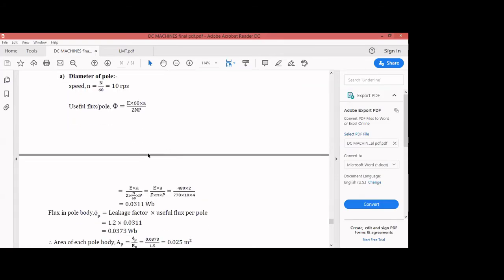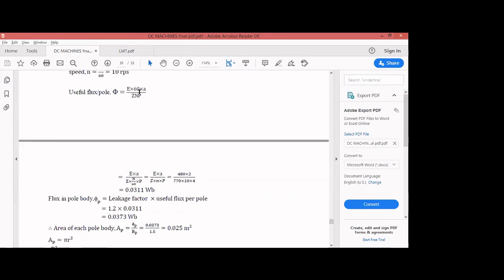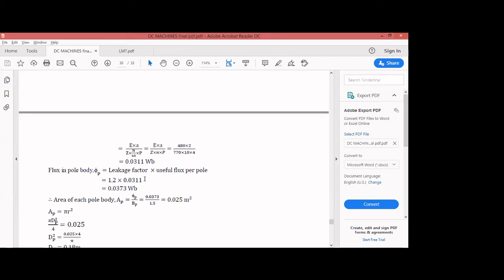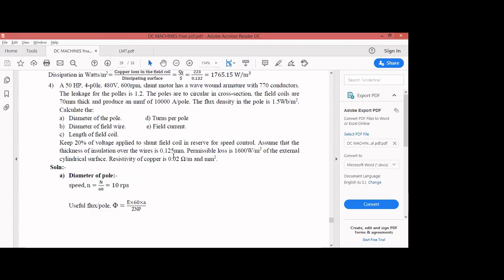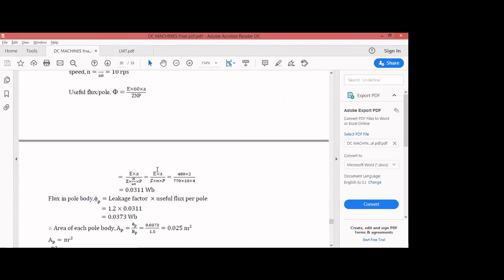So here, E into A. What I have done here is taken 60 into the denominator. N by 60 can be written as small n, meaning speed in RPS. Then you substitute here: E is equal to 480. You calculate E is equal to 480 here. The next step, A is equal to 2.